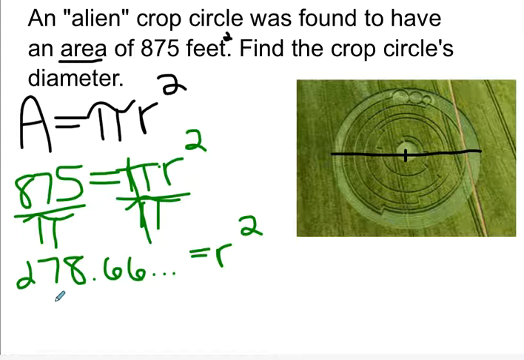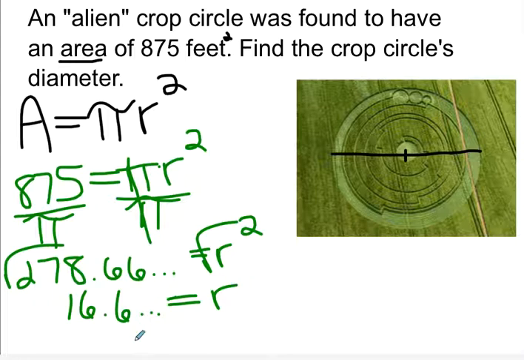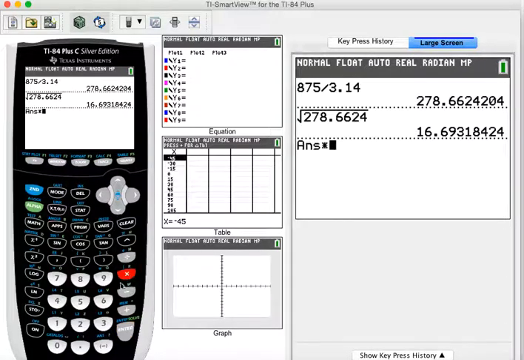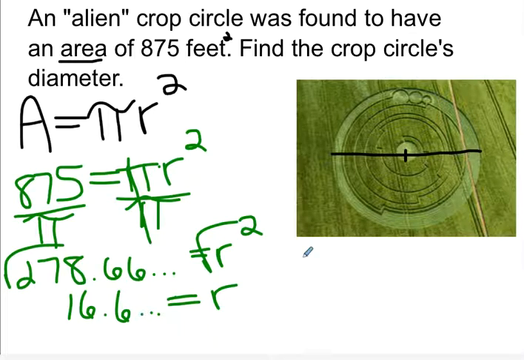I will get an answer of 16.69. So if I square root that side and square root that side, I get about 16.6 dot dot dot equals r, because when I took the square root, I got rid of the squared sign. Now the question didn't ask me what r was, it asked me what the diameter was, but again, 2 radii will make up a diameter. So I can just take that answer and multiply it by 2, and I get about 33.4 would be your final answer, and that would be in terms of feet.